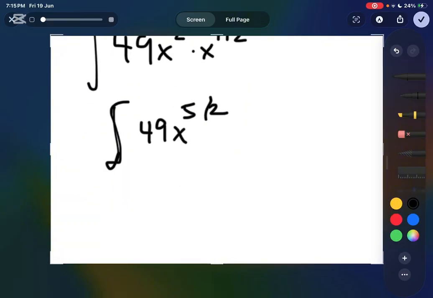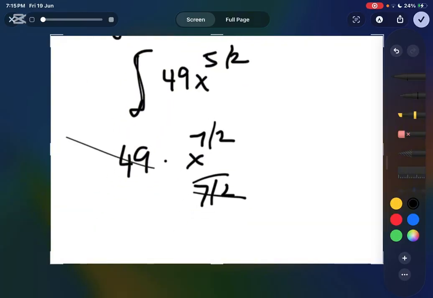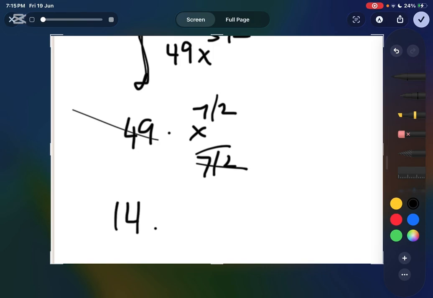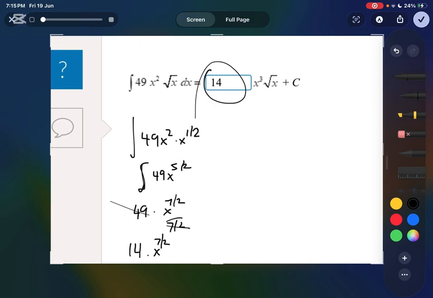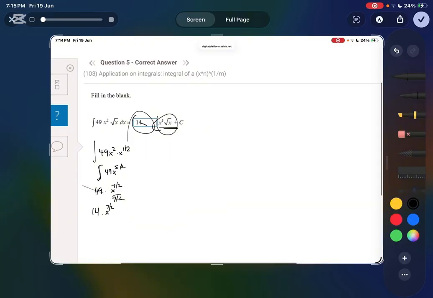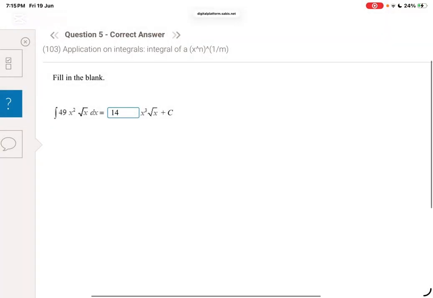Now you do the antiderivative. So you add 1 on the exponent and you take 49 as a constant outside, times x^(5/2 plus 1), which is 7 over 2. So 7 over 2 here and 7 over 2 here. You can simplify this, so it becomes now 14 times x^(7/2), which is 14. You don't have to do it yourself because they already did it here. Just put the number in. Okay, question number 6.